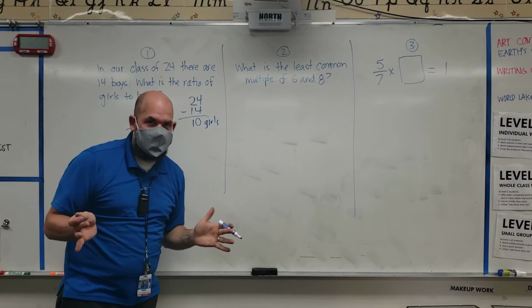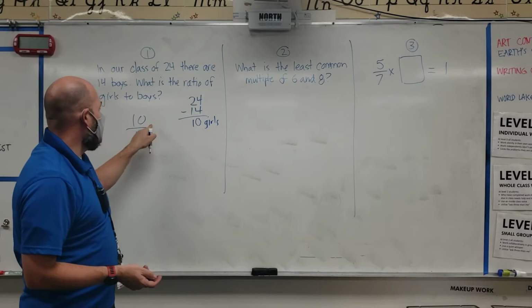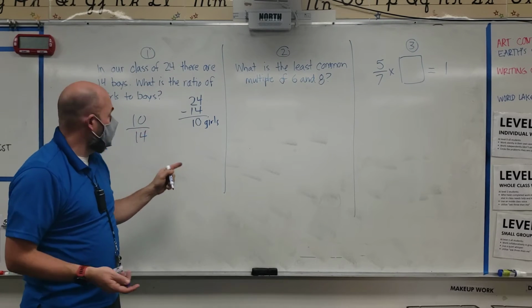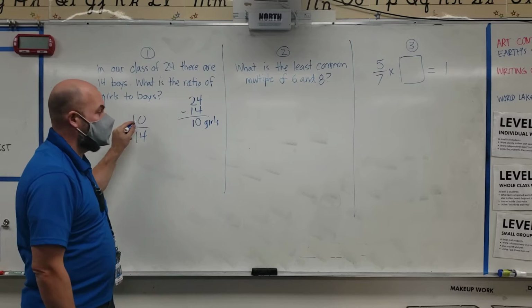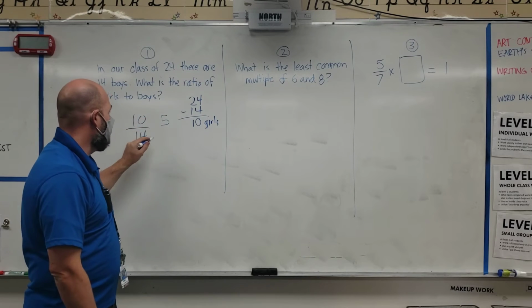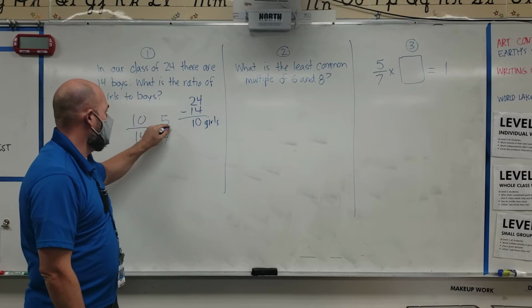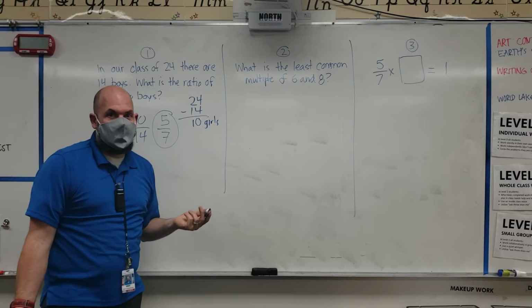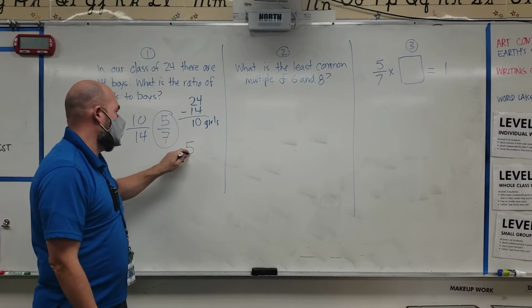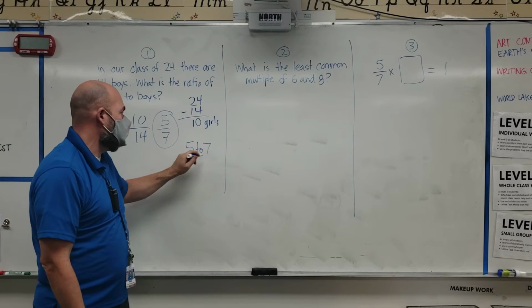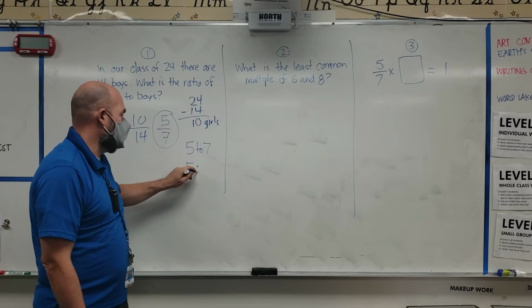Now that's not correct because it's not reduced. So we want to look for the greatest common factor, which in this case is just going to be 2. So 10 divided by 2 is 5. 14 divided by 2 is 7. And so the correct answer will be 5 to 7. You can also write it like this, 5 to 7, or 5 colon 7.